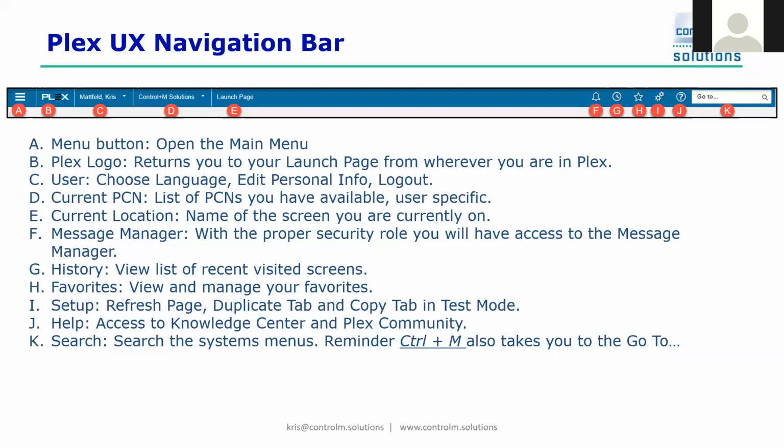And then to the right of that is the setup. That's the gears where you can refresh the page, duplicate a tab, copy a tab in test mode. And then to the right, that's a question mark. That's where you can access your Knowledge Center and Plex community. And then to the far right of that, where it says go to, that's your menu search. So you can menu search the Plex nodes across there. And the cool thing with that is wherever you're at on the screen, if you press Control+M, it automatically takes you to the go to. And I'll show you that here as well.